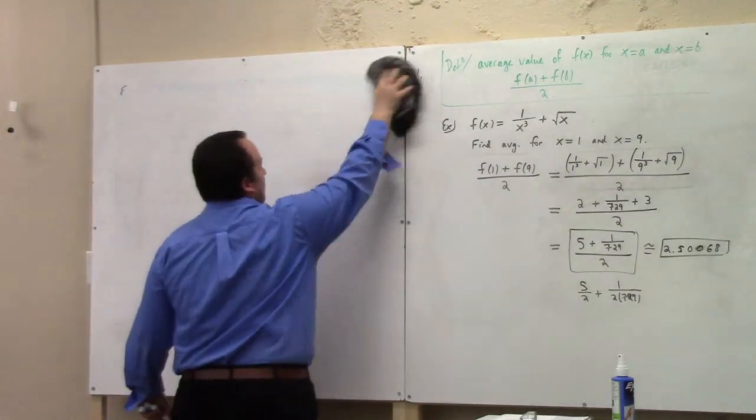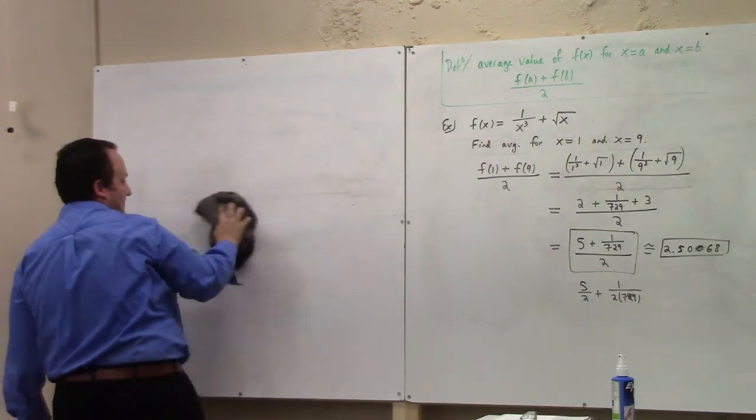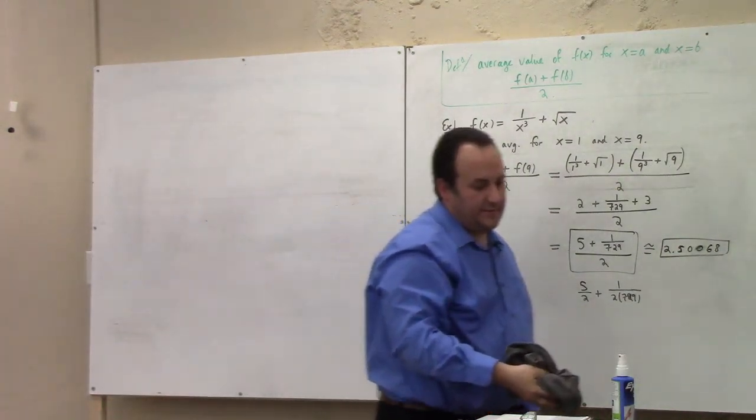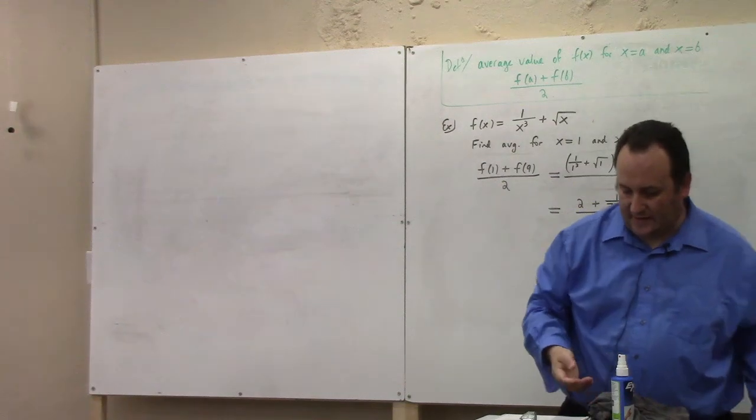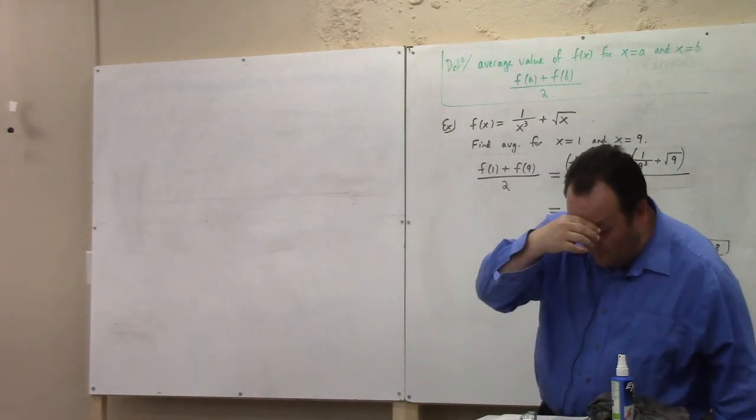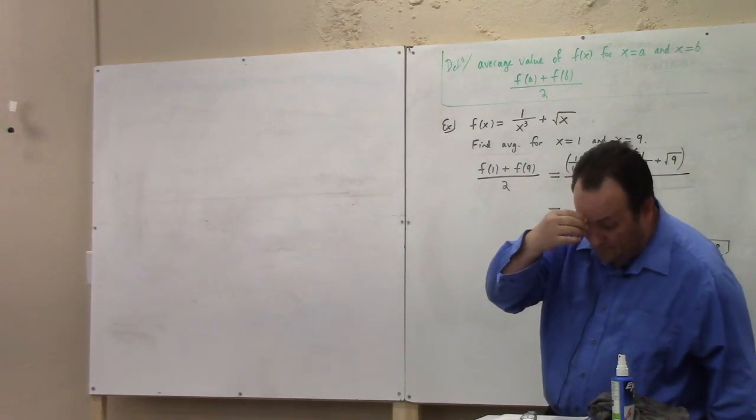So we've talked about domain, we've talked about range, right? But what we really need to get into is how to graph functions, right?